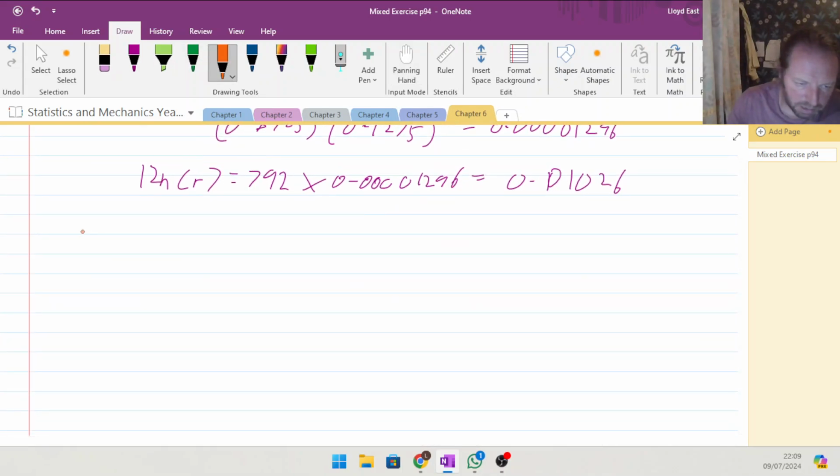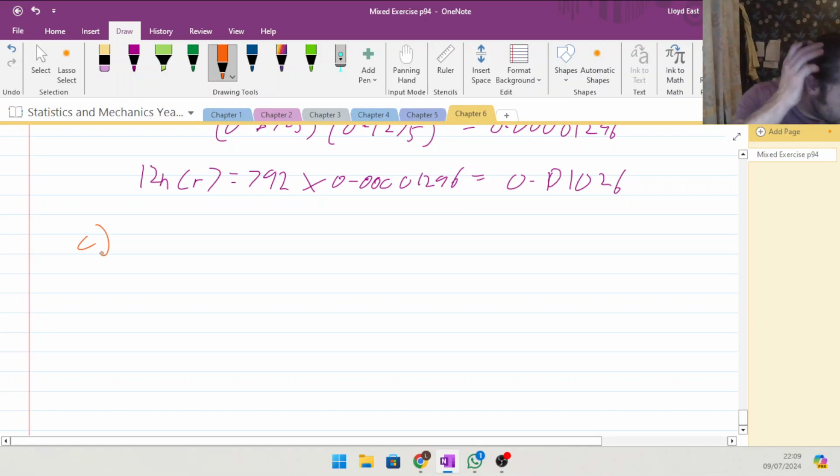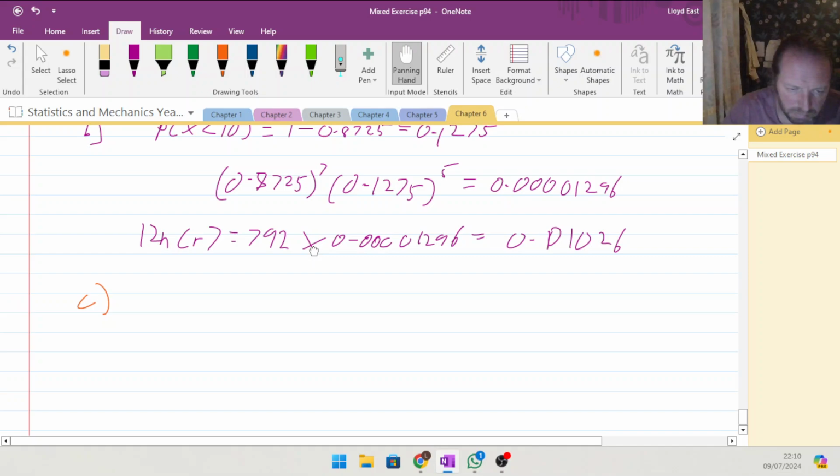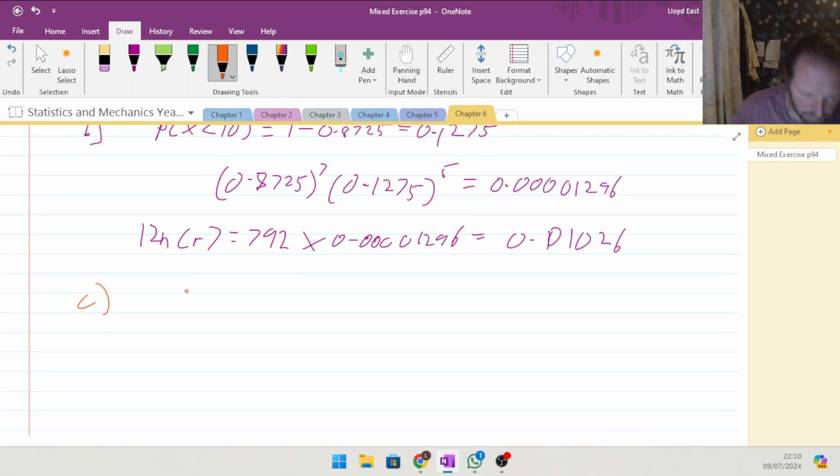What about part C? So find the probability that she hits the bullseye with at least 50% of her arrows in fewer than 6 sets. Okay, so we need to do the probability. We need to have a new binomial.